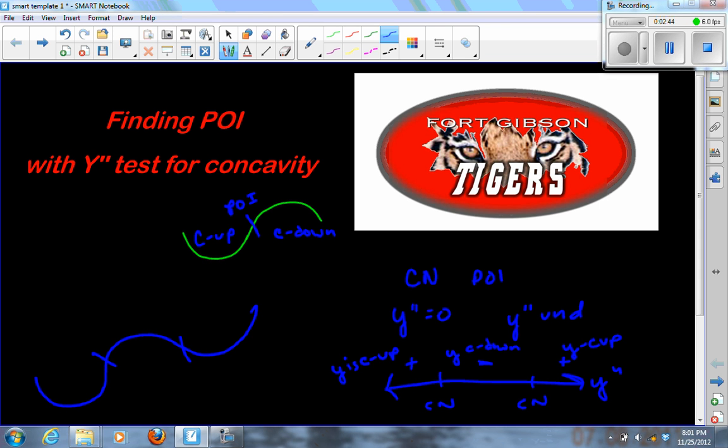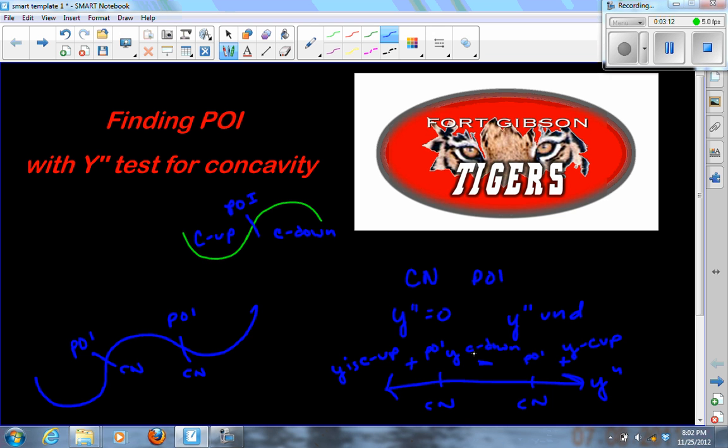And right here are these two critical numbers. And since the critical number is in the middle of where your second derivative is changing signs, that tells you that both of these are points of inflection. So when the second derivative changes signs, you have a point of inflection. When the second derivative is positive, you have a concave up function. And when the second derivative is negative, you have a concave down function.